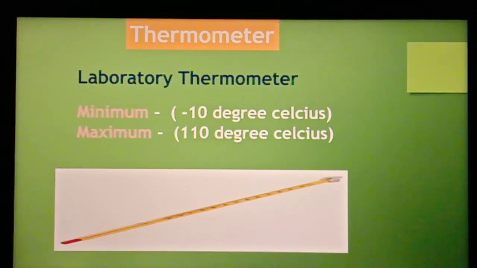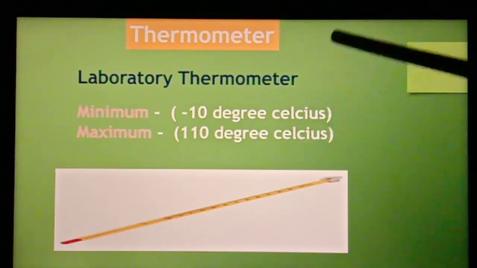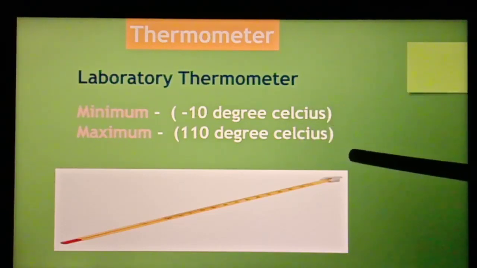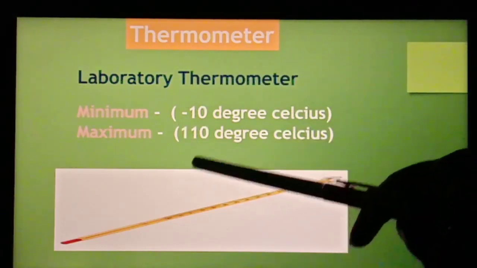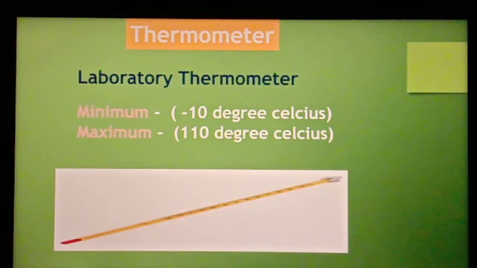The only difference is the scale, which varies from the clinical thermometer, and the laboratory thermometer does not have the kink here to stop the temperature from rising up by itself.